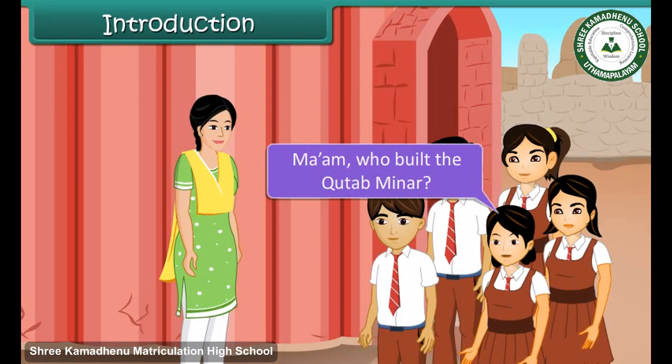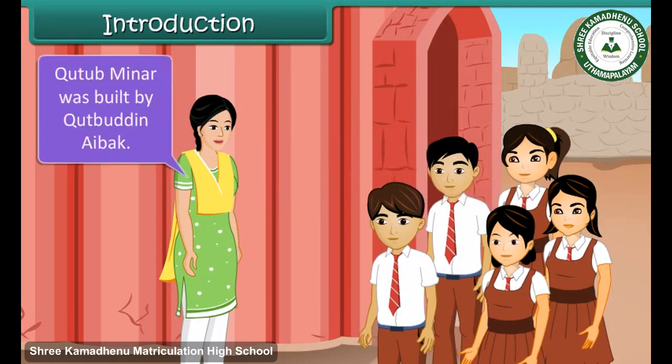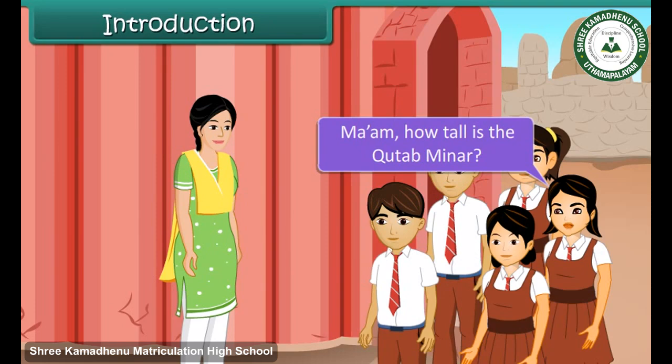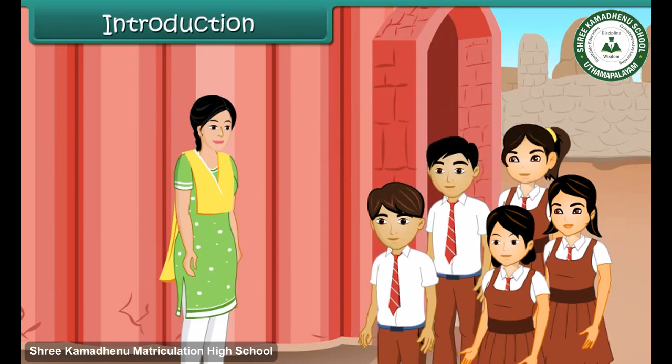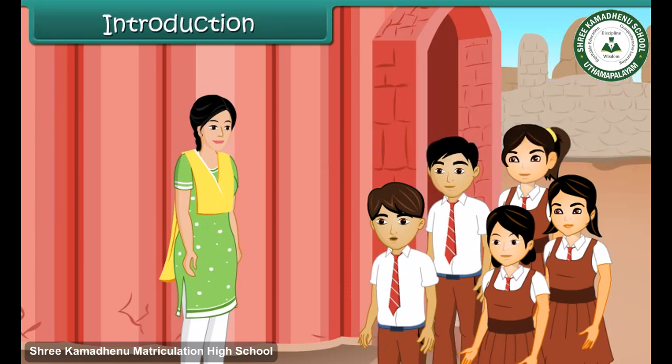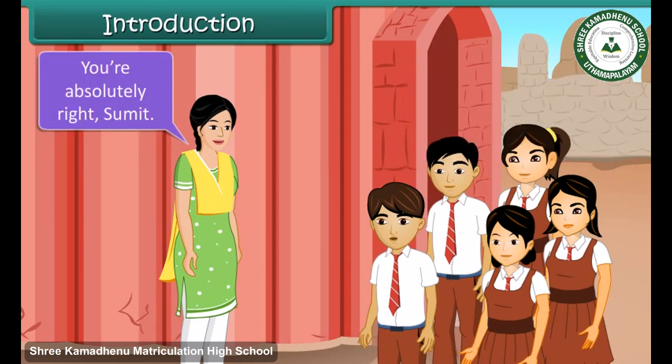Ma'am, who built the Qutub Minar? Qutub Minar was built by Qutbuddin Aibak. Ma'am, how tall is the Qutub Minar? It is 72.5 meters tall. That means the Qutub Minar is 7,250 centimeters tall. Isn't that so, ma'am? You are absolutely right, Sumit.